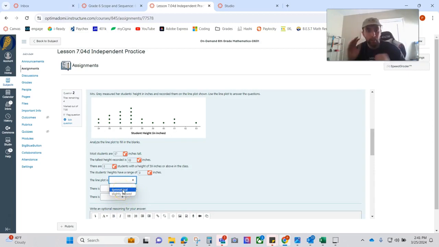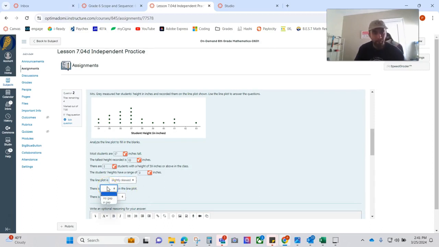Symmetrical means it's the same on both sides. It's perfectly even. Skewed is it's not the same on both sides. One side has maybe more dots or looks different than the other side. So I would say skewed.